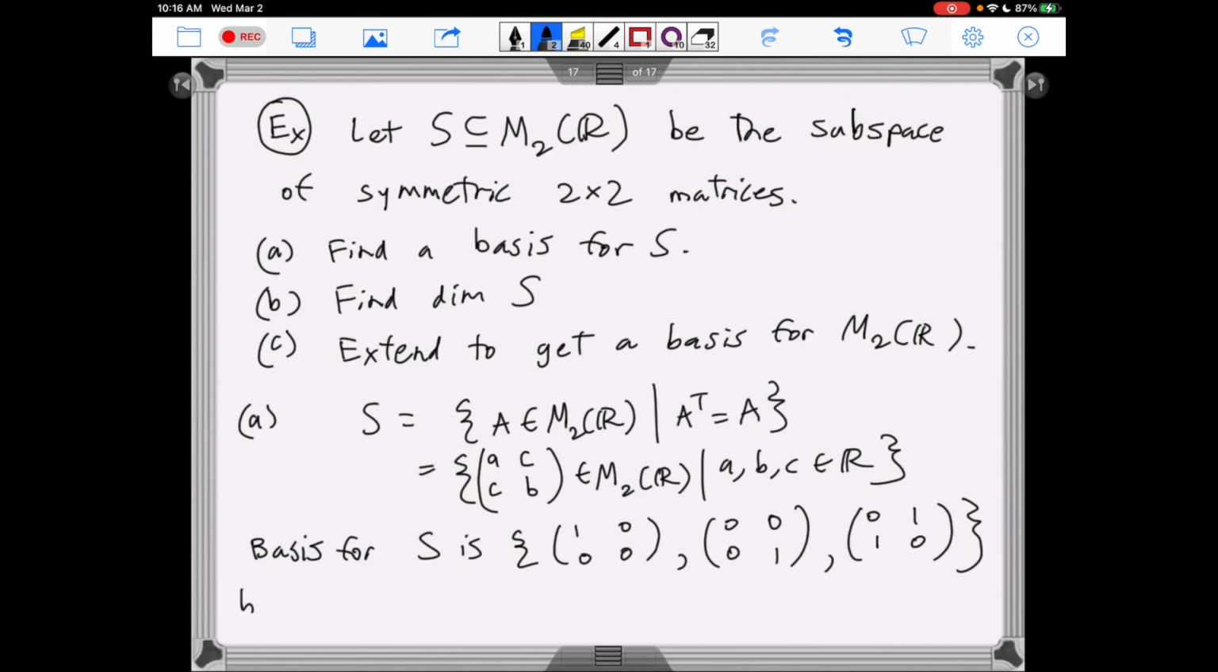So part B, it says find the dimension of S. Well, all we have to do is count the number of elements in the basis that we found, right? So there are 3 elements. Okay. So we're now on part C, which is to extend this basis to get a basis for M2R.